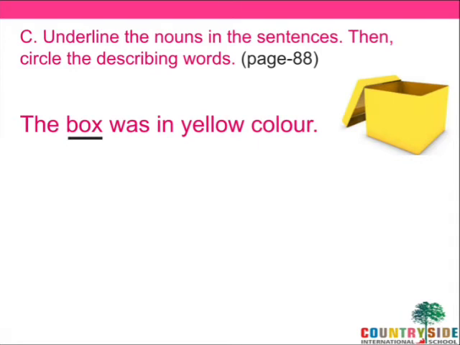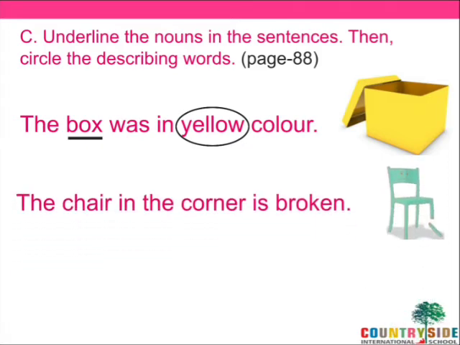which is the describing word in the sentence? So how the box is? The color of the box is yellow. Yes. So it is a describing word. So we will circle it. Why? Because yellow, that shows that it tells something more about the box. Yes. Now see the second example.